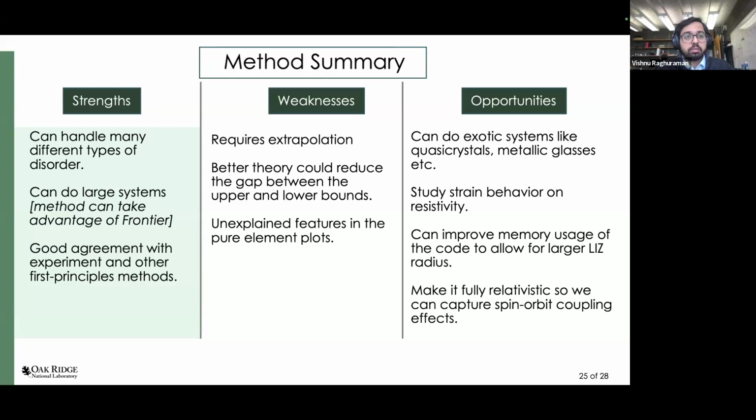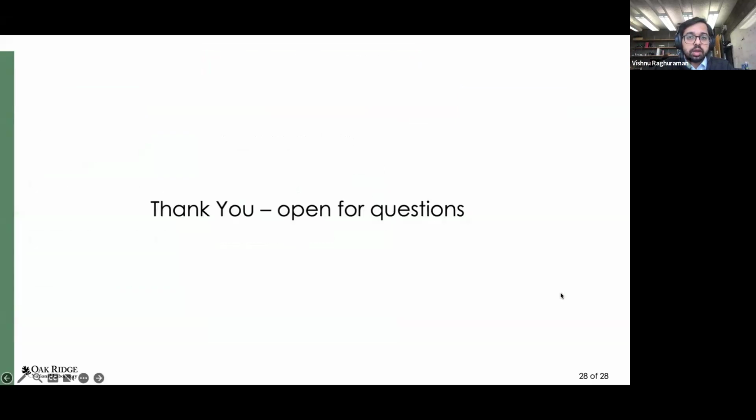And of course, there are some code improvements that are also possible in terms of memory. Our code right now is non-relativistic. If we make it fully relativistic, that would also open up other systems that could be doable. So yeah, that's all I had for now. If you have any questions, I'm happy to answer them.